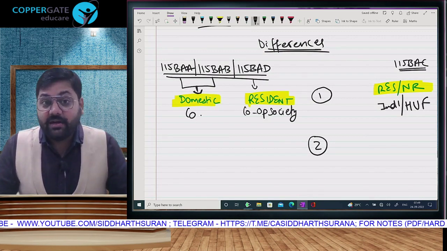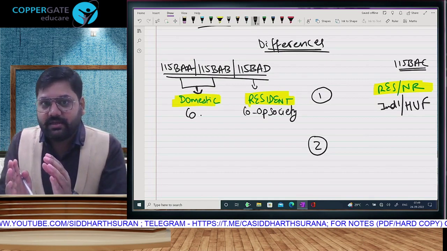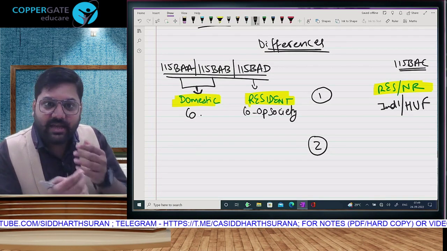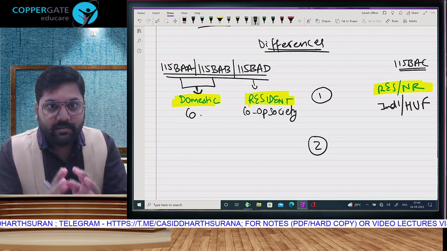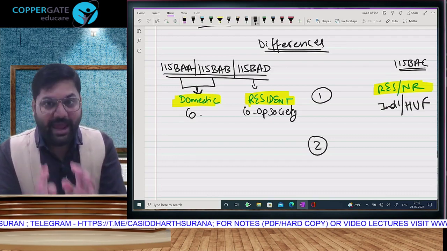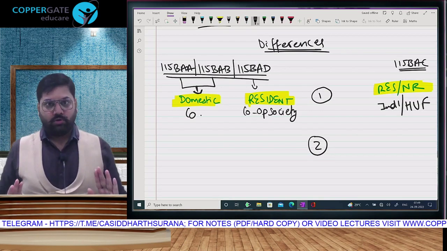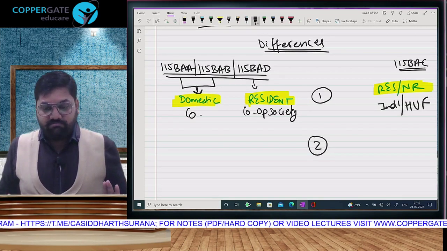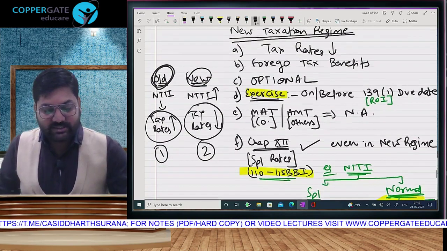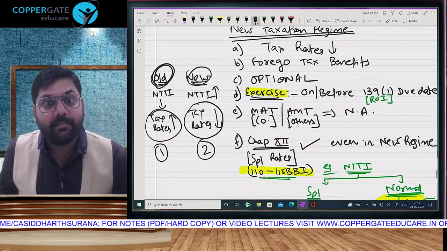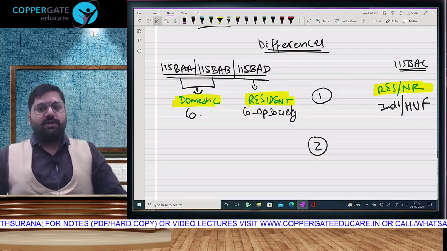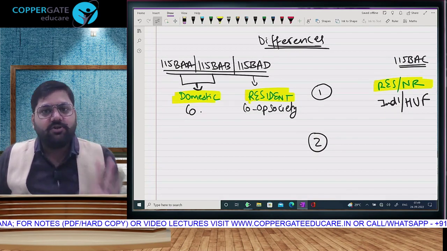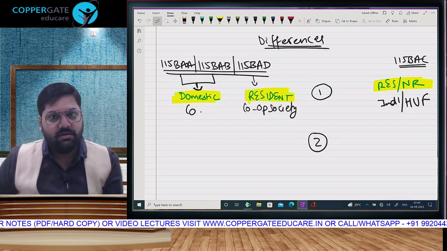Second difference. First difference was very easy to identify. Second difference. Again, where is the difference? Only in BAC. The remaining 3 sections have the same rule. I want to teach only BAD. But because BAA and BAB have the same rule, I am covering that also. But in all the discussion, remember, these 6 points are common for all of them. All 4. Differences are only 2. What 2, sir? First, individual HUF, non-resident is also covered.